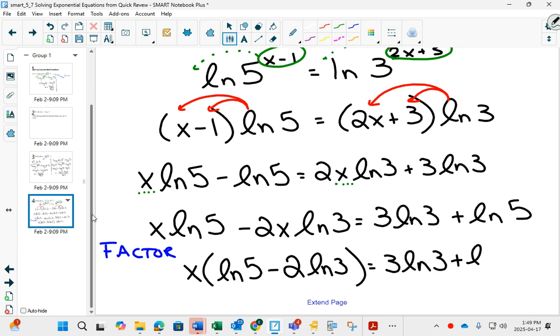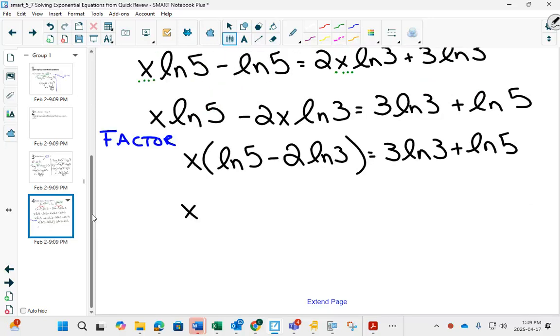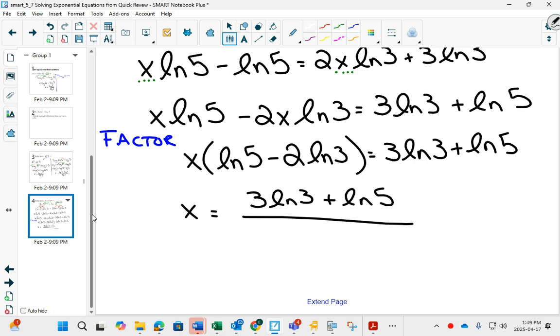And right now, if you look how many times I've written ln, you can see why, like, log was 3 letters. I've saved a letter so many times already. This is good stuff. And finally, we can get x by itself by dividing by the natural log of 5 minus 2 natural log of 3.